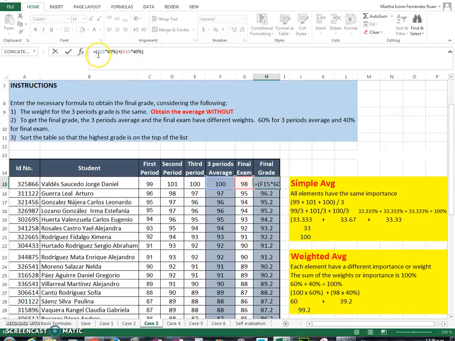So the only difference is that in the weighted average each grade was affected or multiplied by its corresponding importance, while on the simple average all the grades have the same importance.